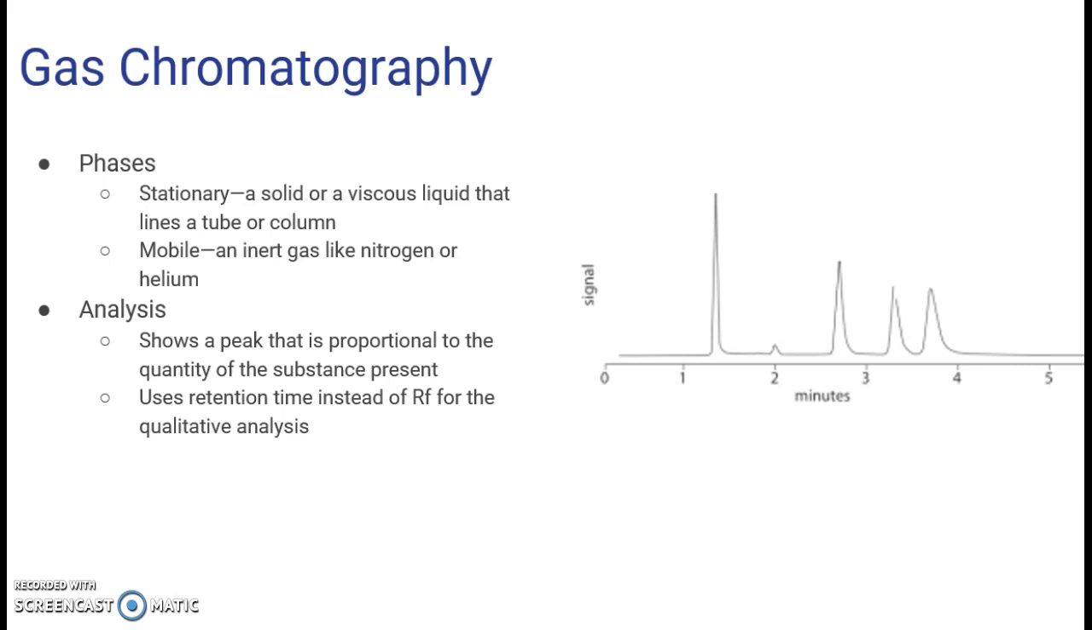And when it reaches its limits, it will leave marks on the stationary part. So this analysis will show a peak that is proportional to the quantity of the substance present. And it uses retention time instead of retention factor for the qualitative analysis. So when you're looking at the math portion, it's retention time. It's how long it takes to go through the process, as opposed to how much movement you have of that particular element. And it's represented as a graph like the one shown on the screen.